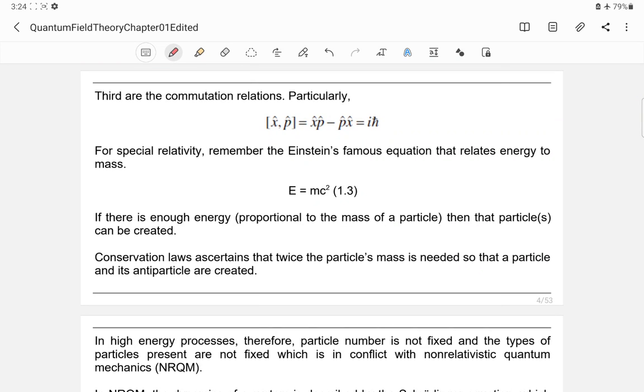Like in this example, you have position and momentum. This one here. So there's a commutation relation between them. This means that if you write this, you have to write the difference between the product of the first and the second minus the product of the second and the first, and that is just i h bar. We've learned that in quantum mechanics.